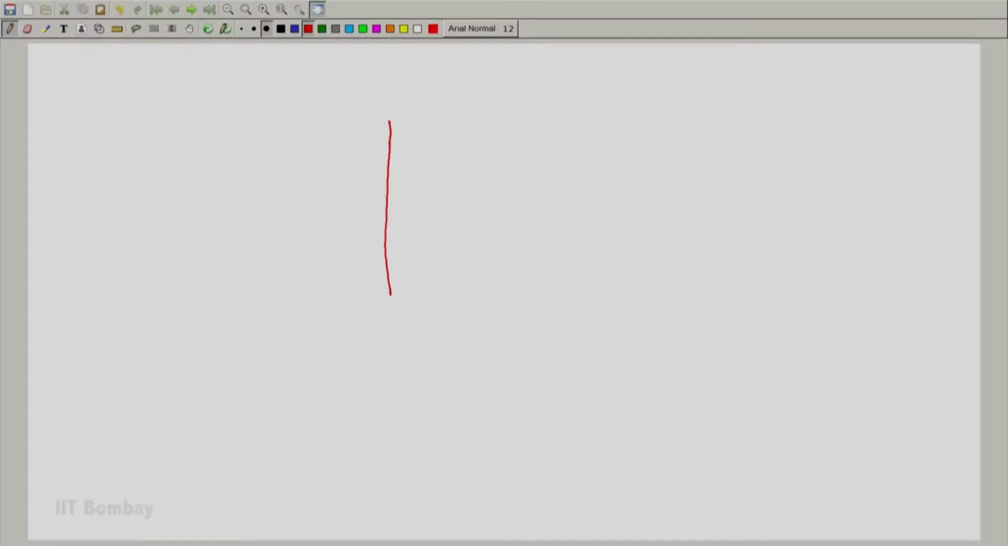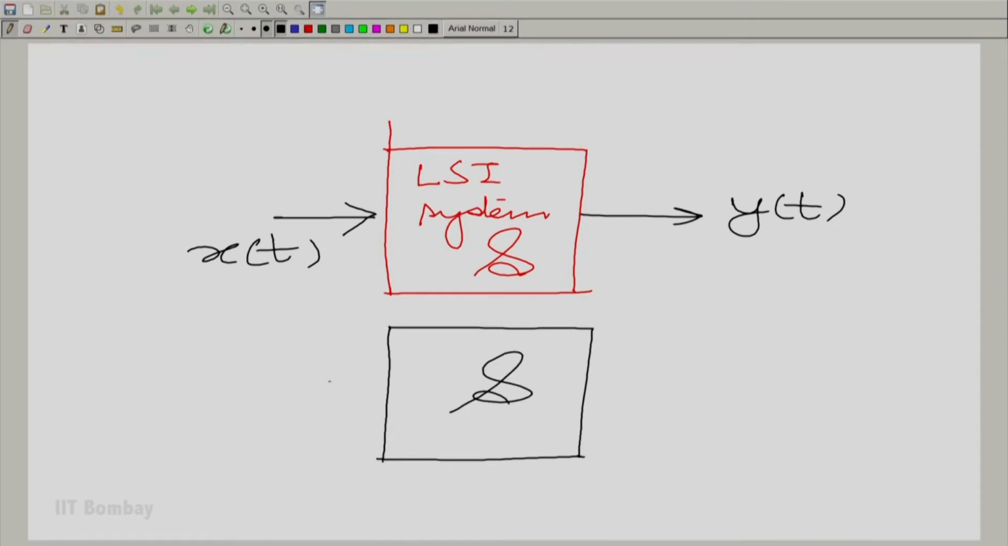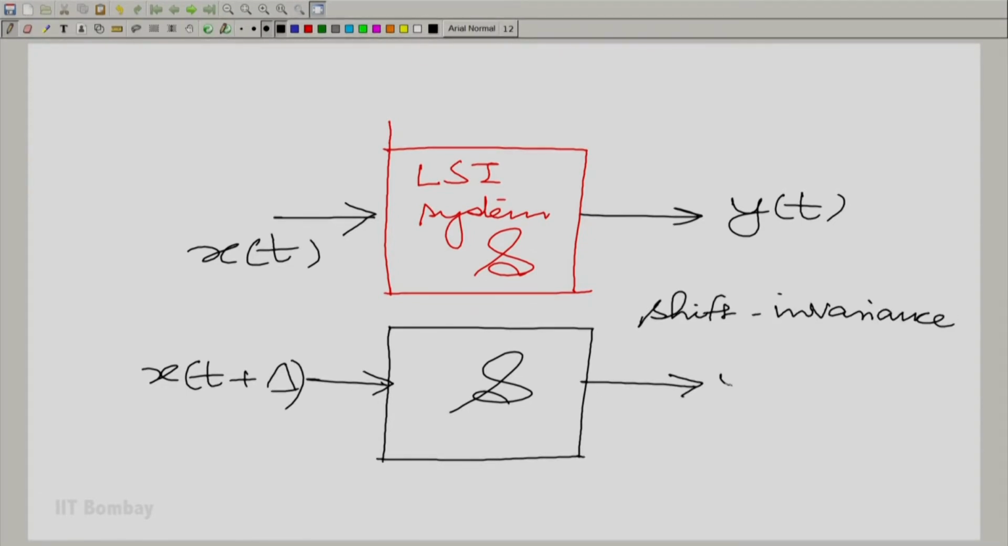So, I have this linear shift invariant system, let me call it S, and I have given it an input x(t) and it produces an output y(t). Now, let me do this step by step. So, I will take the same S and give it x(t + delta), and I shall invoke the shift invariance of the system and conclude that the output would be y(t + delta).